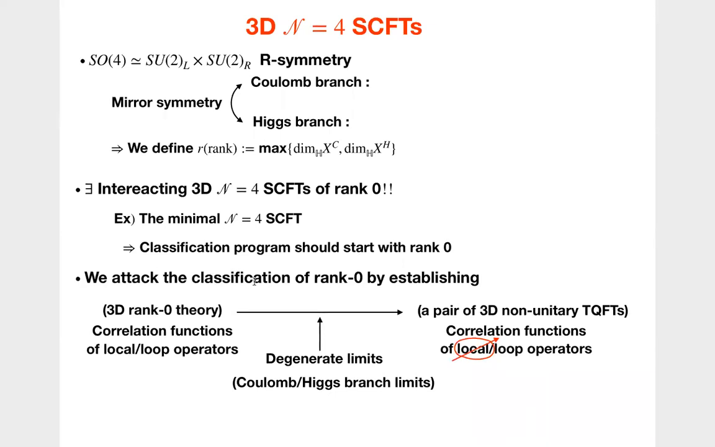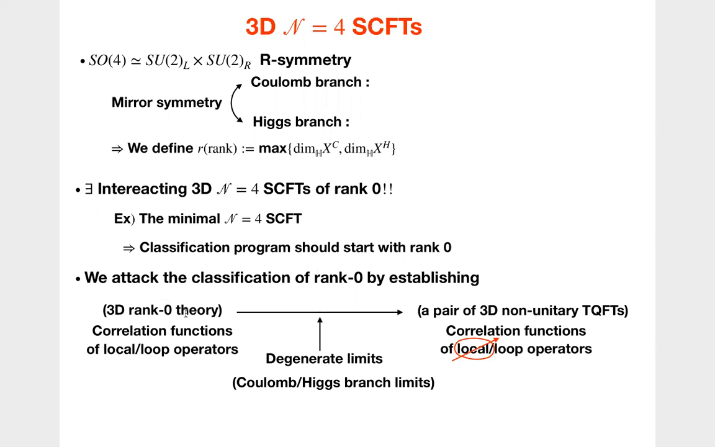In our work, we attack this classification problem of rank 0 CFTs by establishing a correspondence between rank 0 CFTs and non-unitary TQFTs. This non-unitary TQFT will appear in a certain degenerate limit of the rank 0 CFTs. In rank 0 CFTs, physical observables are correlation functions of local and loop operators, and they are subject to various identities, such as Ward identities and crossing symmetry. But these equations are very difficult to solve, and we don't know even numerical solutions. But in the degenerate limit, we claim that the theory becomes described by a non-unitary TQFT. And in 3D topological field theory, all the physical observables are correlation functions of loop operators, subject to topological properties, and they are more structurally constrained and exactly solvable.